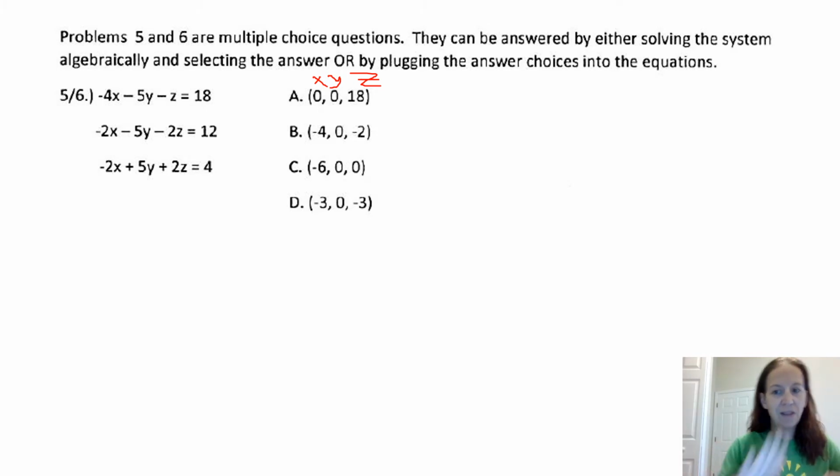So if you understand what the solution to a system is, you can kind of come into this by the back door. So what we can do to answer this question is take the x, the y, the z, plug them into the equations, and see which one of those makes all 3 of the equations true.